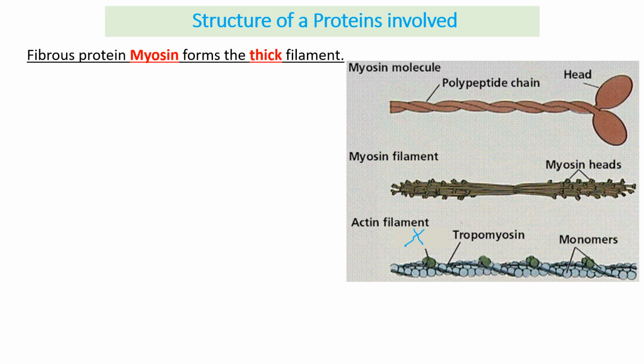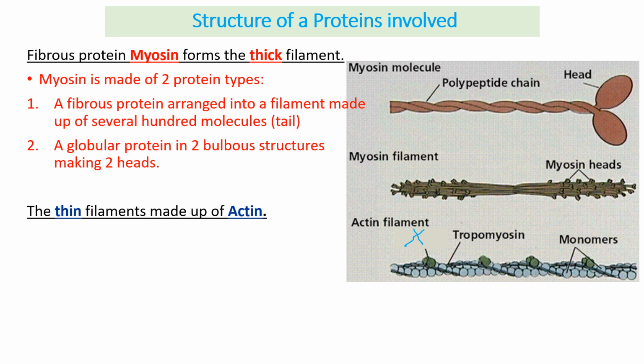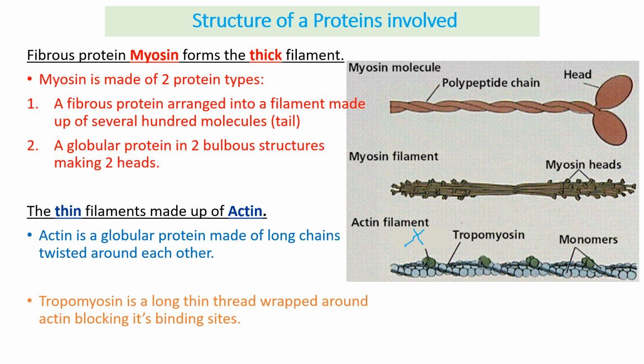So you need to be able to memorize the fact that the fibrous protein myosin forms a thick filament. It has two protein types, a fibrous protein arranged in the filament with lots of tails, and a globular protein with two bulbous structures making two heads at the end. The thin filament is made up of actin, and actin is a globular protein made of long chains twisted around each other. So you can see the blue chains at the bottom there. And there is something called tropomyosin, which is a long thin thread wrapped around the actin that blocks its binding sites when we're not contracting the muscle.